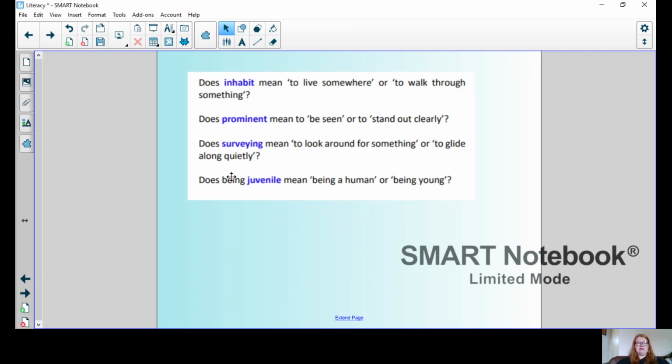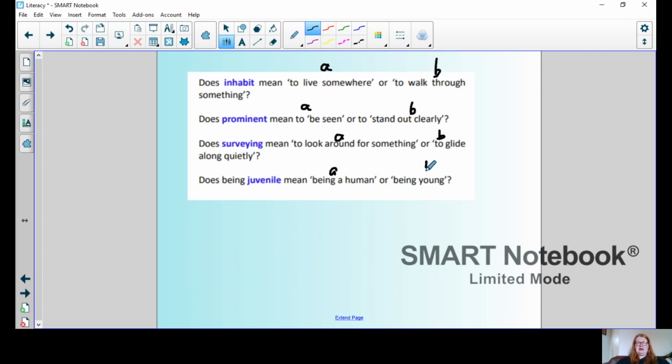Right. Finally then, it's a nice short lesson today. We've got 4 of our words, and you just need to say whether they mean the first meaning or the second meaning. So I'm going to name them A and B for you. So does inhabit mean A, to live somewhere, or B, to walk through something? So just make a note, just put the word inhabit and A or B.